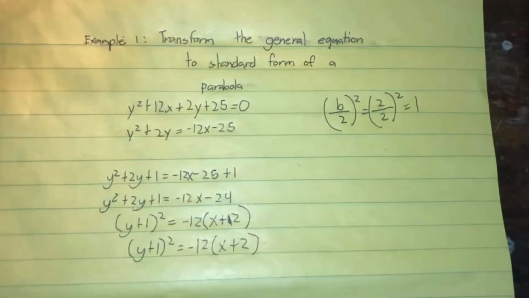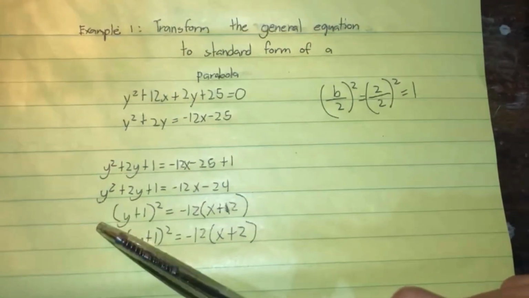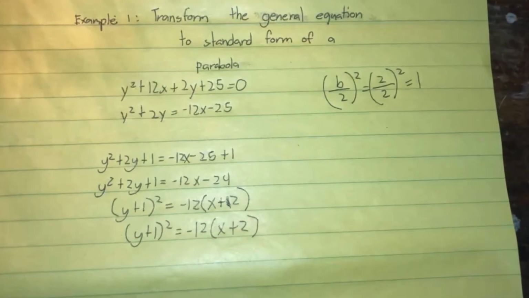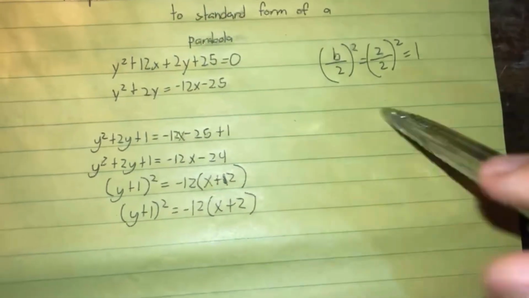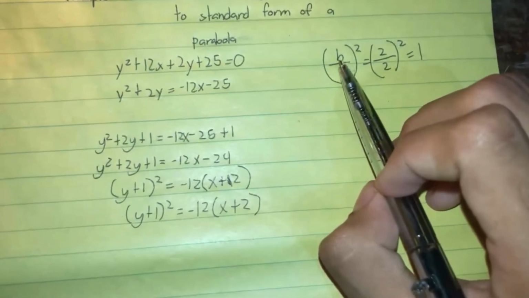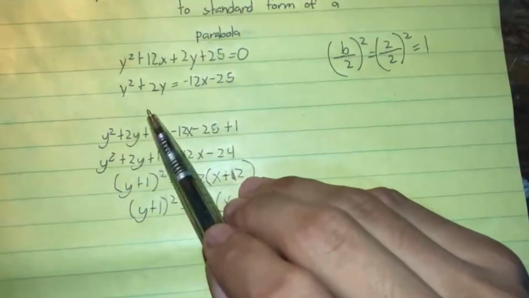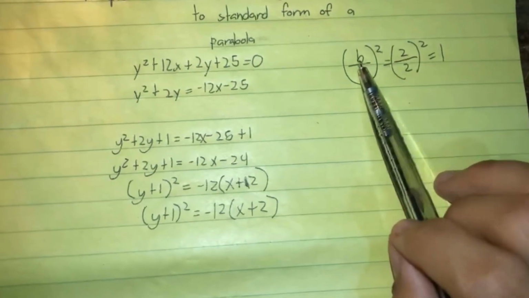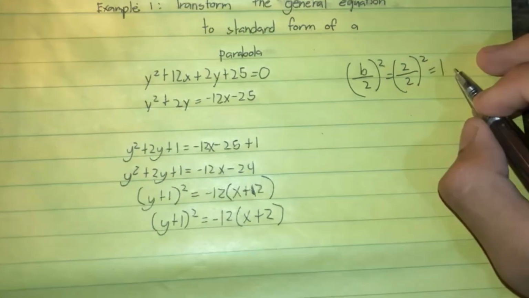Now we need to create a perfect square trinomial by completing the square. So we have to solve b over 2 raised to 2. Here b is 2y, and we put it into b. Divide by 2 is equal to 1, and 1 raised to 2 is 1.